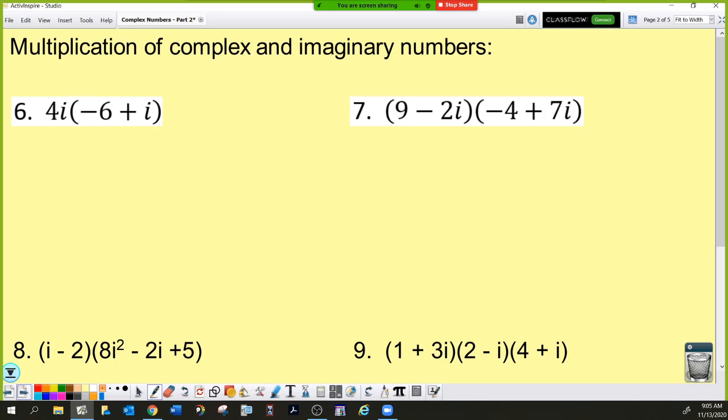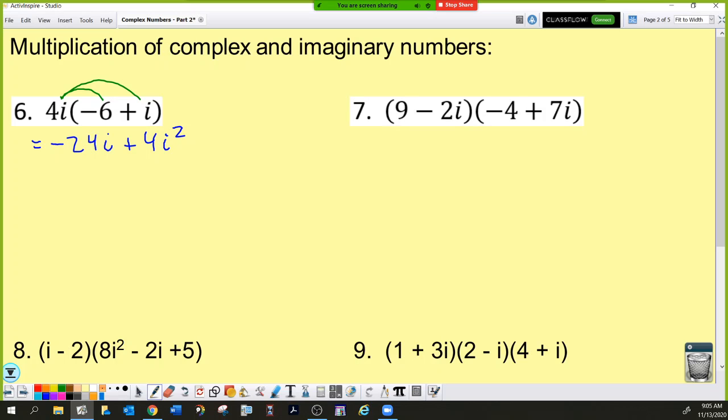So let's multiply some stuff. You can multiply anything in this world. They don't have to be like terms. So 4i is a number. It's sitting on the outside of parentheses. When you have a number on the outside of parentheses, what do you do in math? Distribute. So you're going to take this 4i and distribute it to those two places. That's going to give you negative 24i plus 4i squared.